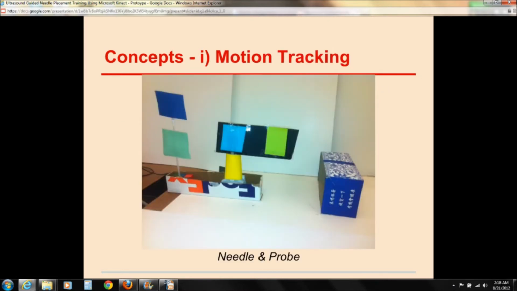Let us look at some of the concepts involved in the software. First, motion tracking. Using Kinect, we capture the raw color information and depth information of the scene. We have 3 color markers attached on the probe and 2 color markers attached on the needle. Using these color markers, we identify the position of the probe and needle in 2D space. Then, using this information and the depth information, we query the depth viewer and find out the third dimension of both the probe and needle.